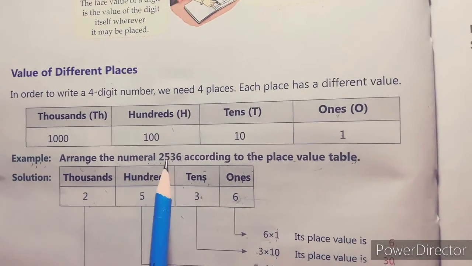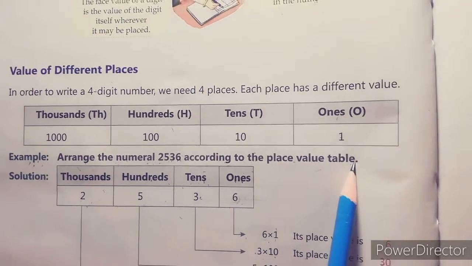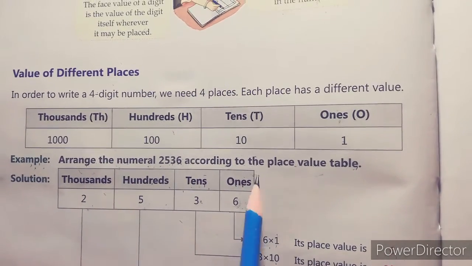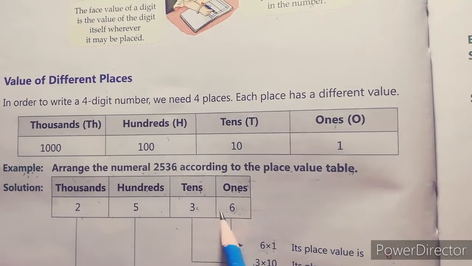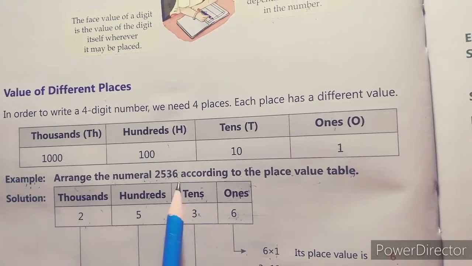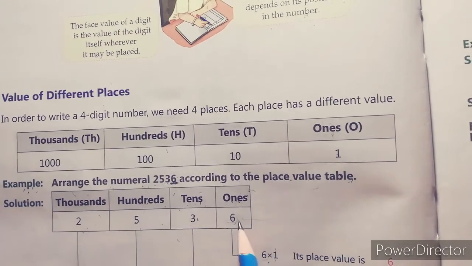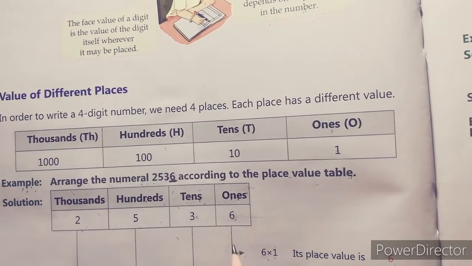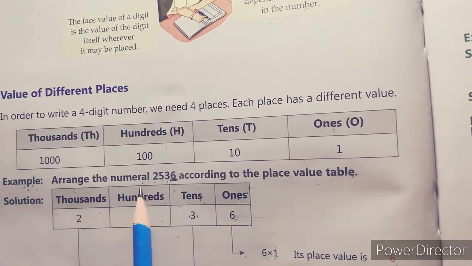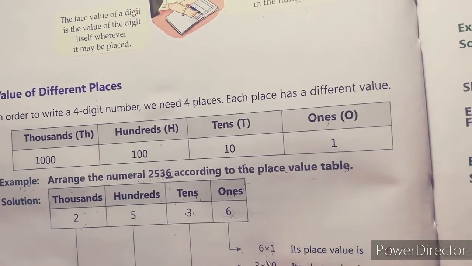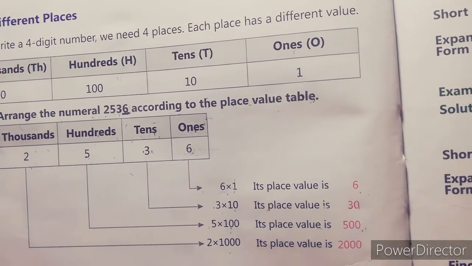Arrange the numeral 2536 according to the place value table. Here they have given one place value table. In that we have to keep these numbers according to their place value. Here at unit place, ones place, 6 is there. So we have to put 6 here. And 3 in tens place, 5 in 100 place, 2 in 1000 place. We have to multiply with their place value. Okay, like that only here.